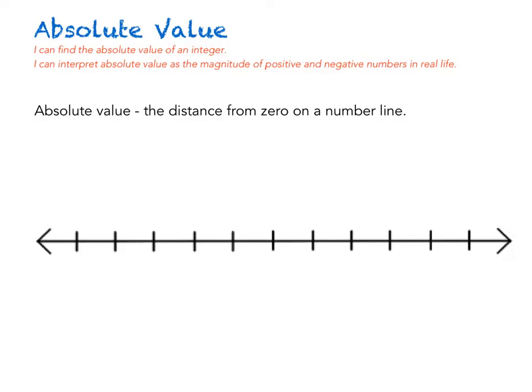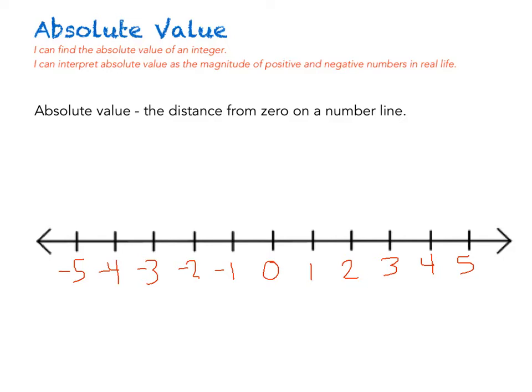Let's use the number line below to demonstrate this. We'll start off by labeling the points: 0, 1, 2, 3, 4, 5. And then to the left of 0 we have our negative numbers: negative 1, negative 2, negative 3, negative 4, negative 5. Let's start with the number negative 2.